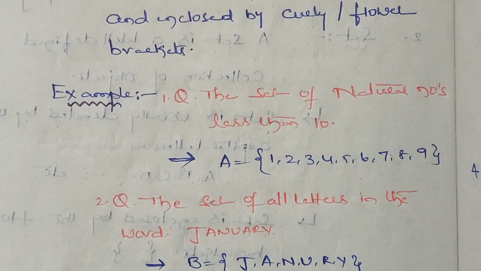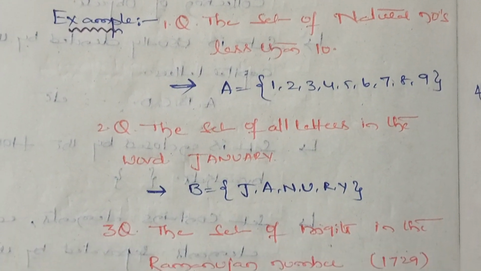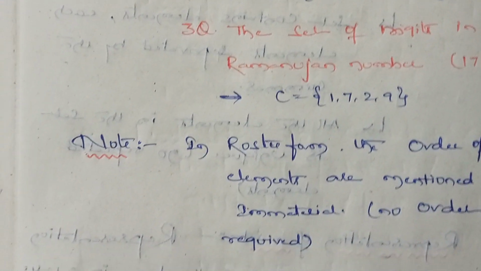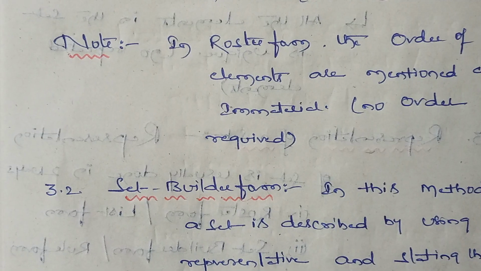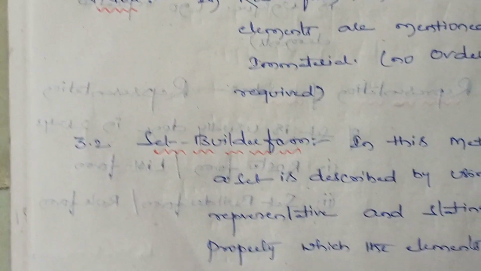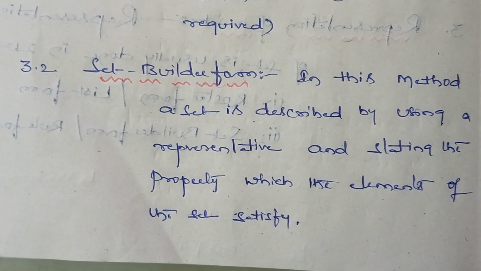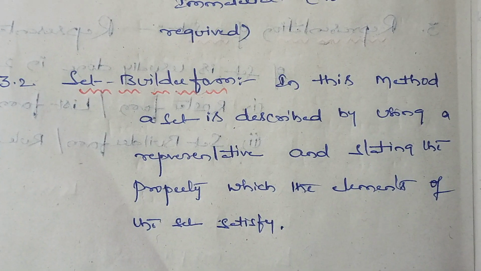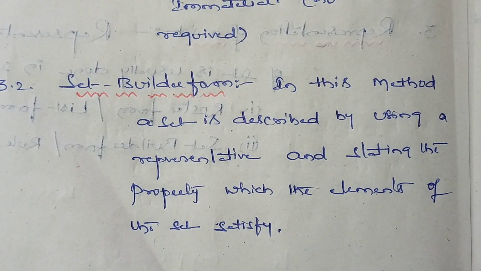In the next part, we are going to the other type, that is set builder form. Set builder form is totally different, students. In this method, a set is described by using a representative and stating the property which the elements of the set satisfy. We have certain rules for the representation of set builder form. Let's see.